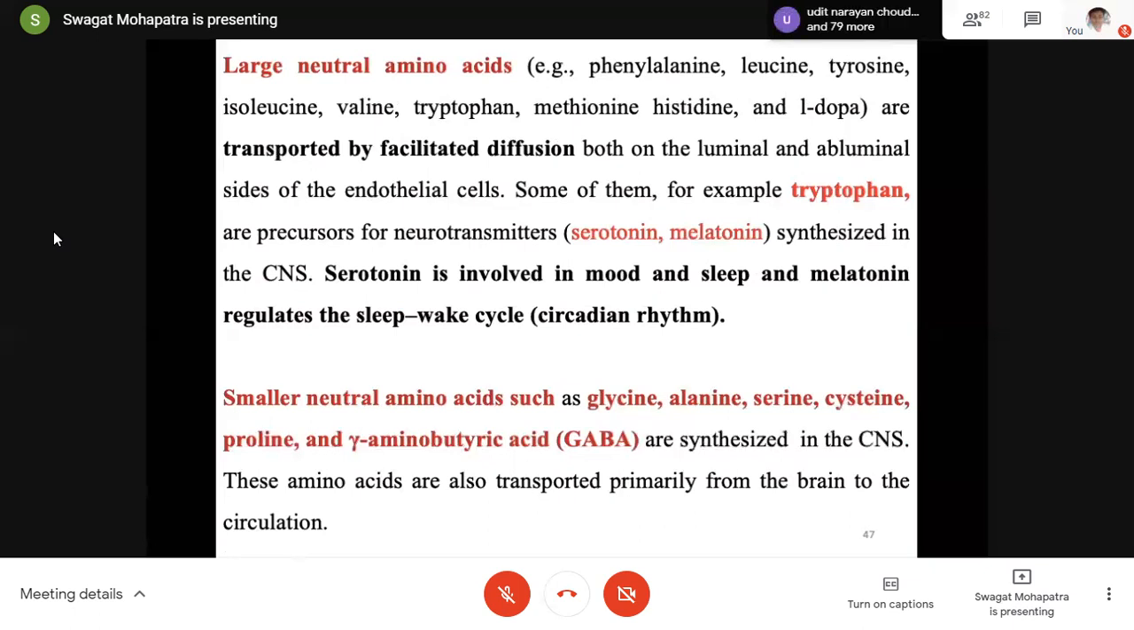Similarly, smaller neutral amino acids such as glycine, alanine, serine, cysteine, proline, and GABA are synthesized in the CNS. So these amino acids are also transported primarily from the brain to the circulation. So large amino acids can move either way, and small amino acids which are normally synthesized in the brain or in the CNS can also move outside from the CNS towards the blood.